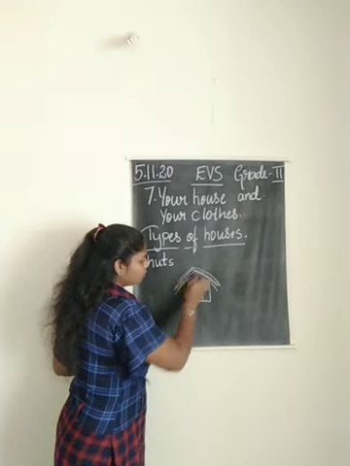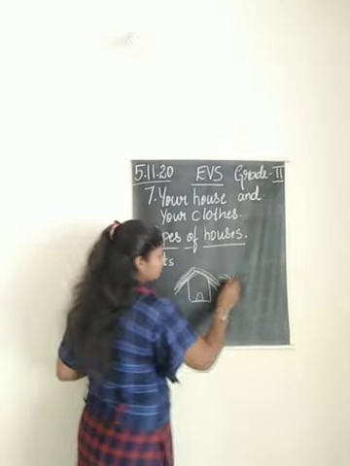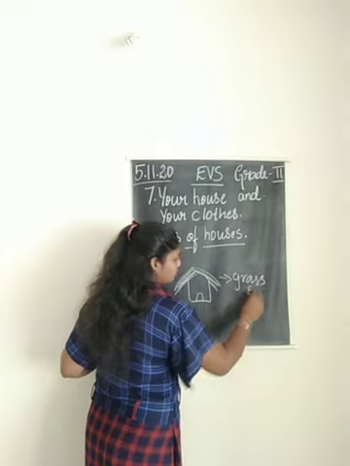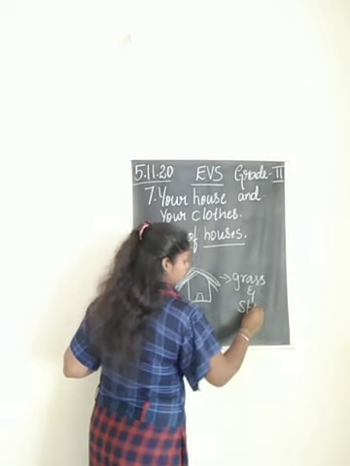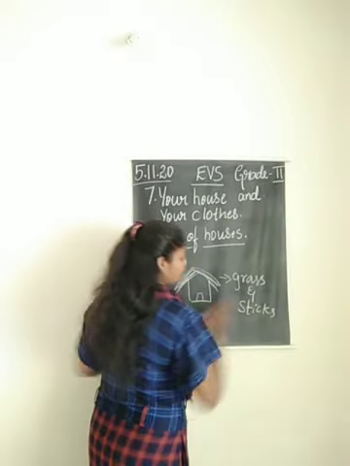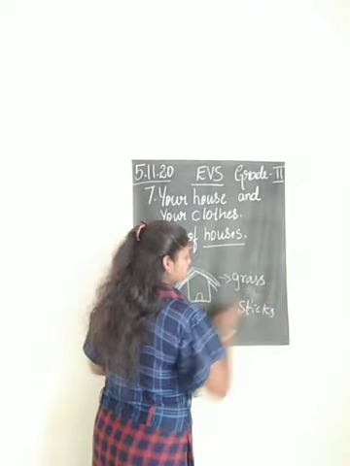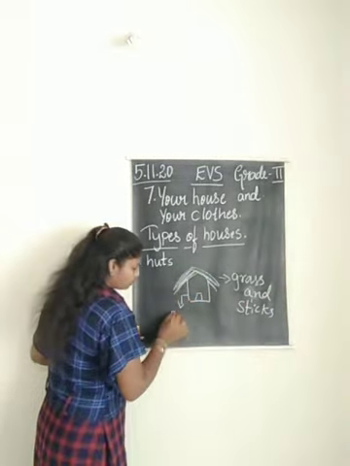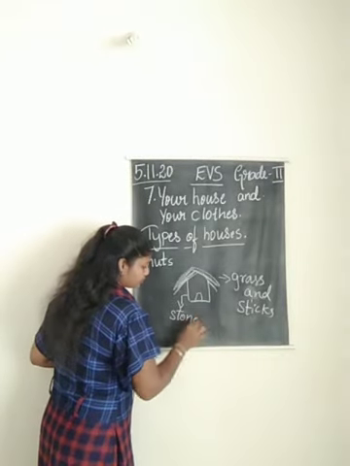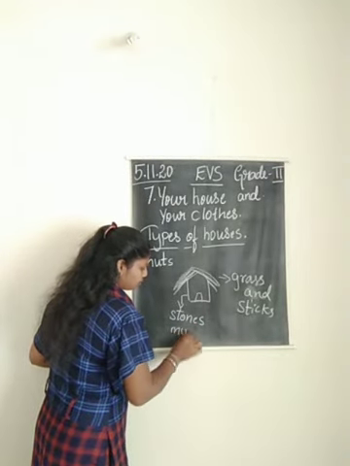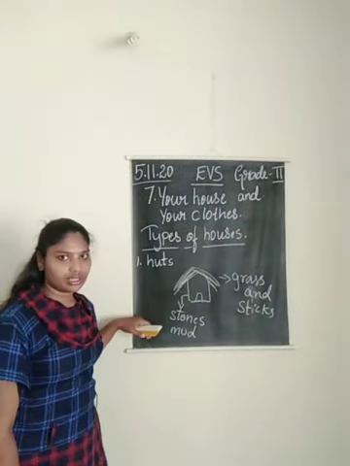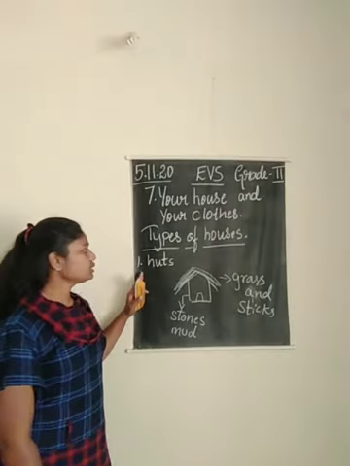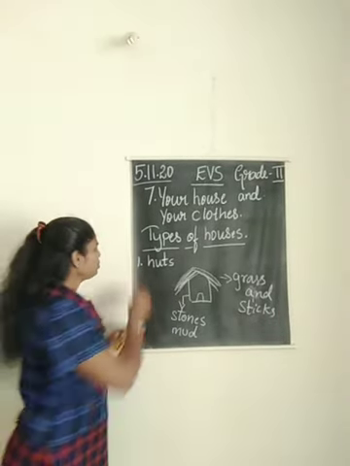The roof is made up of grass and sticks, and walls are made up of stones and mud. So they are kacha houses. They are not so strong. This is about huts. Understood?